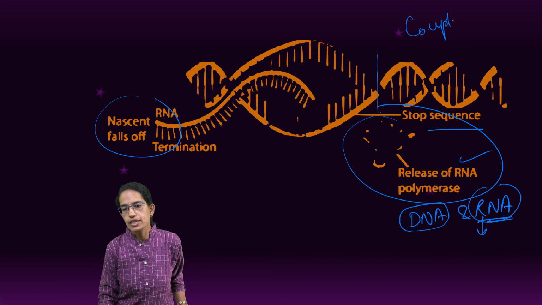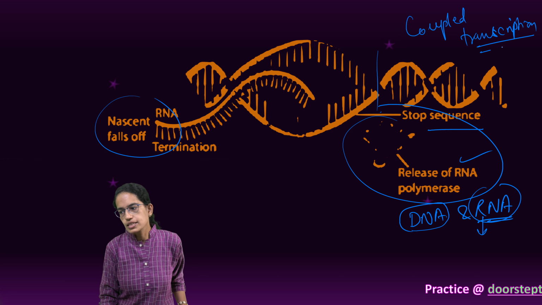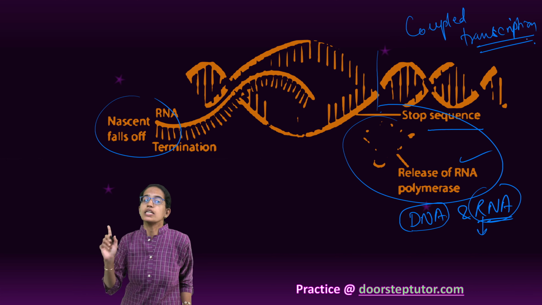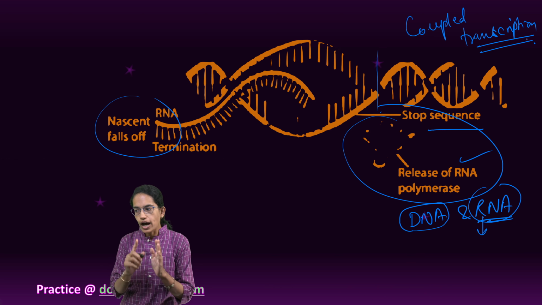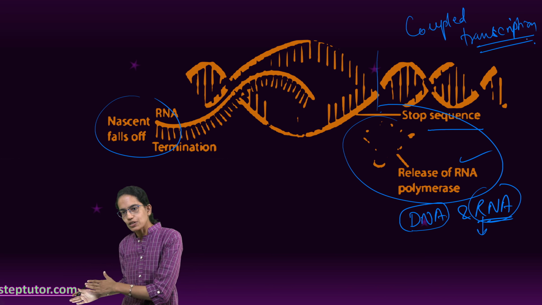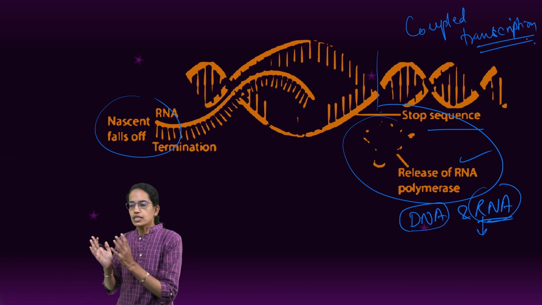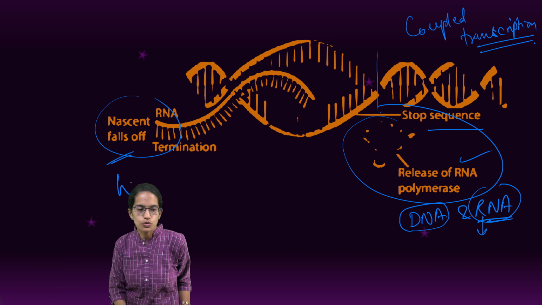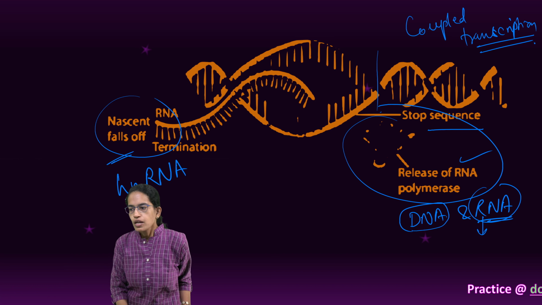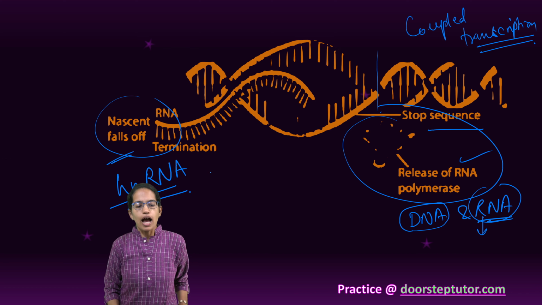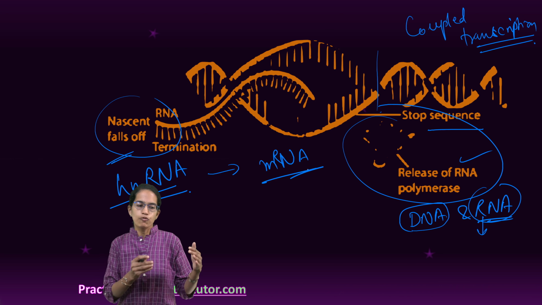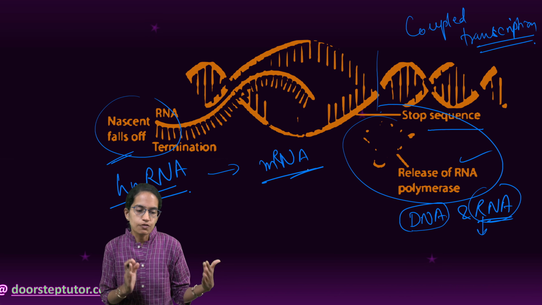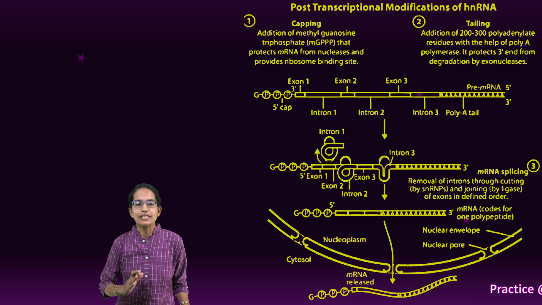Why is it known as coupled transcription? The idea is very simple, because translation is not possible in eukaryotes. Translation was possible only and only in prokaryotes. So RNA passes from the nucleus to the cytoplasm for the purpose of translation. The nascent RNA or what is known as the hnRNA undergoes modification and it forms a functional mRNA. So from the nascent RNA, it would become a functional messenger RNA.